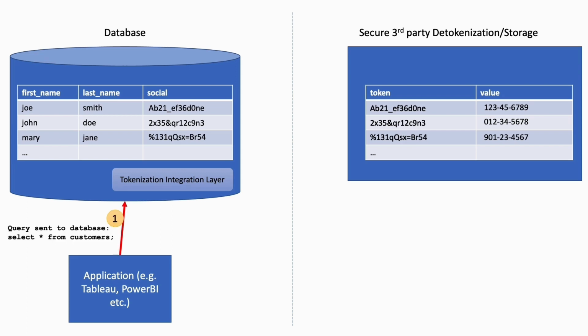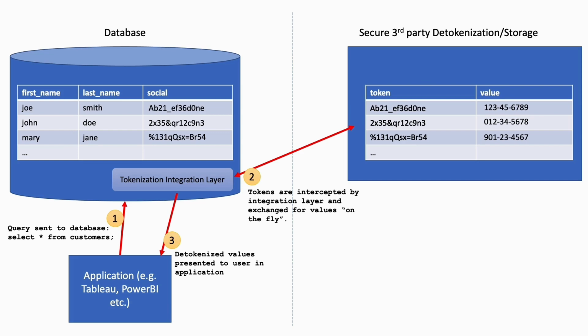A client application requests data from the database. A tokenization integration layer in the database intercepts the tokens returned by the database, and if the user requesting the data is authorized, it detokenizes them to their original value. Otherwise, the tokens are returned. The data is sent to the client application for display to the user. Notice that the sensitive data values stored on disk in the database remain as tokens during the entire process.